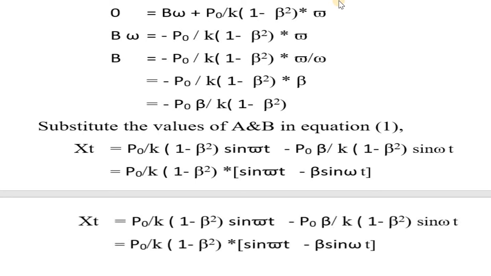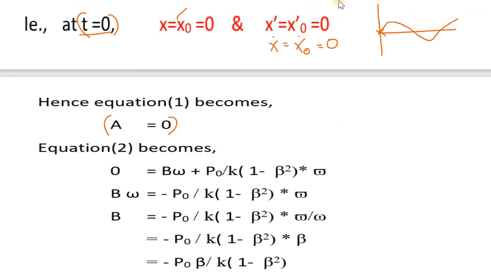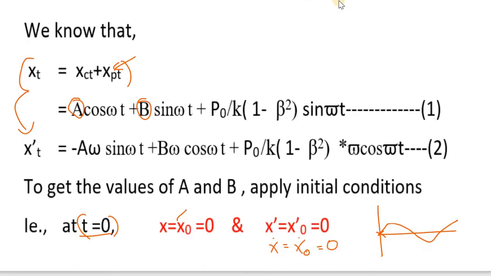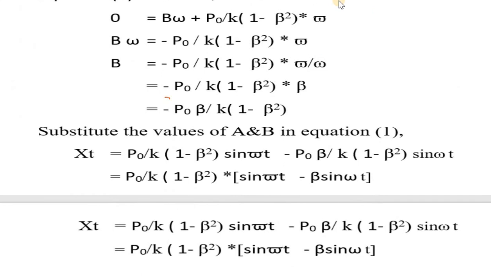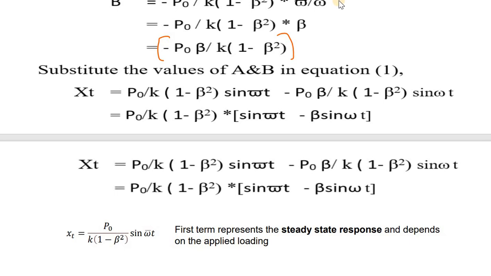I am substituting in this equation. Here you can see this term a is equal to 0, so this will be my solution. I only have b, and b I am getting like this. So I am finally substituting in the general solution. I will get it like this, and in that I can take b0 by k, 1 minus beta square as a common term, and sin omega t minus beta sin omega t. So this is my solution. Okay, so this is my general solution.